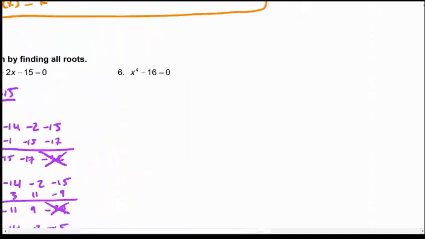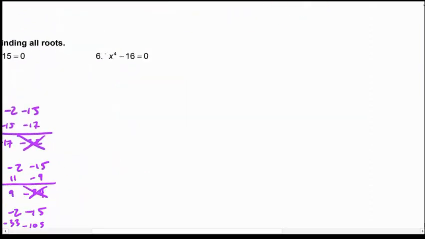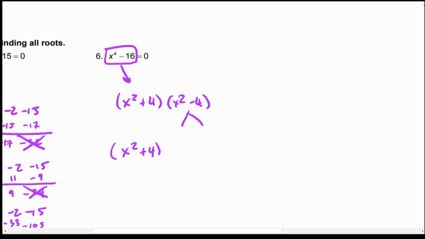For the second one, same idea. I'm going to try and factor this, but I don't necessarily have to use possible rational roots because this here is a difference of squares. So when I factor this, it becomes x squared plus 4 and x squared minus 4. And then this is also a difference of squares, which becomes x plus 2 and x minus 2.